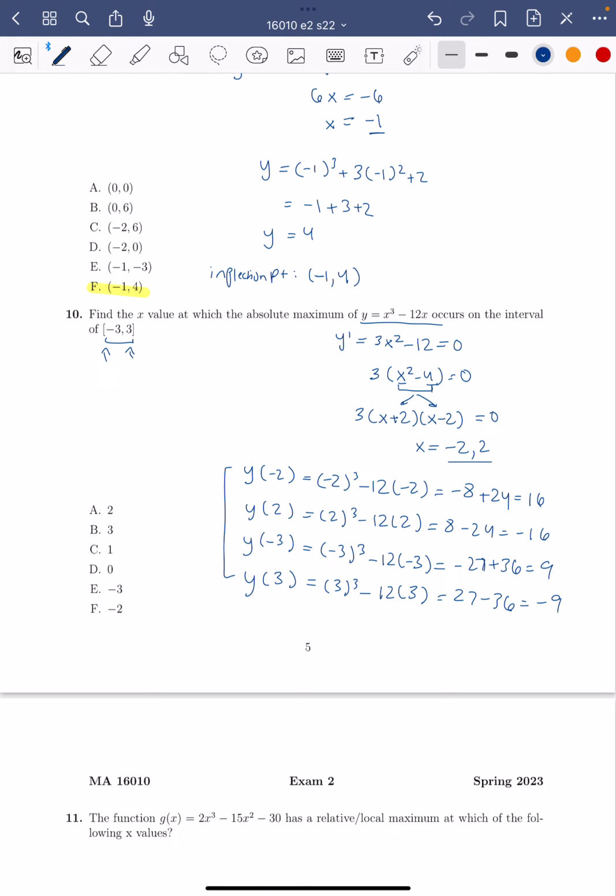So if we look at the numbers, we see that this first one is the absolute max, meaning that we're looking for the x value. So that means that the absolute max occurs at -2, which gives us an answer of F.